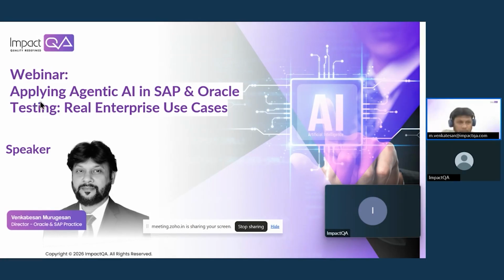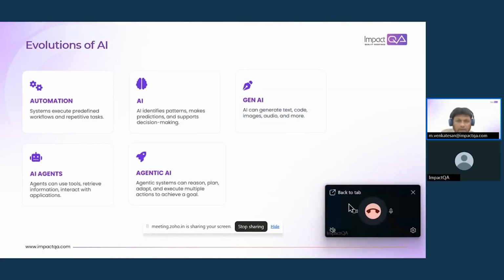So we are getting into the webinar, Applying Agentic AI in SAP and Oracle Testing. I'm going to explain a couple of real enterprise use cases based on my experiences with SAP and Oracle. Before I get into the webinar, I would like to ask a few questions, like: why do we need Agentic AI? I hope you have seen all the evolutions of testing and the AI evolutions as well. That's what I'm going to explain as part of the first agenda.